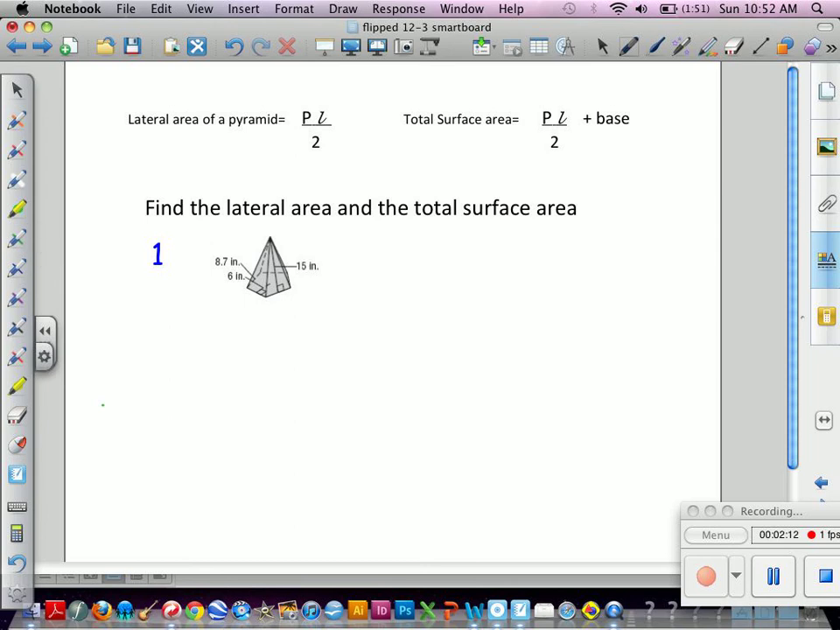So in example number 1, we're asked to find the lateral area and the total surface area. When I go to find my lateral area, those would be the shapes that go around the base. I have a pentagon as my base, so I'll have 5 triangles. So now my LA, my lateral area, I have 5 triangles.